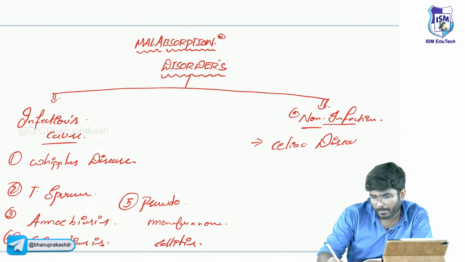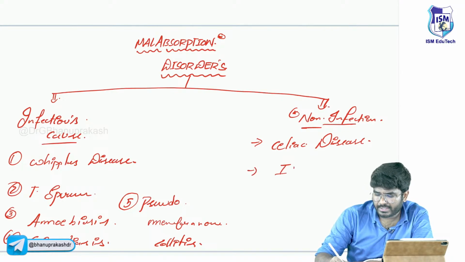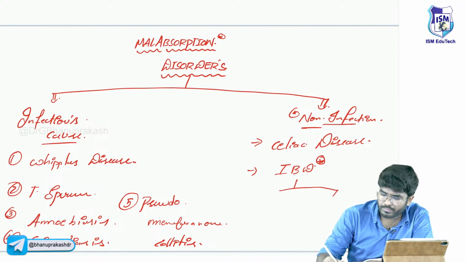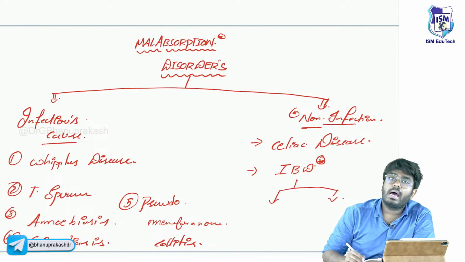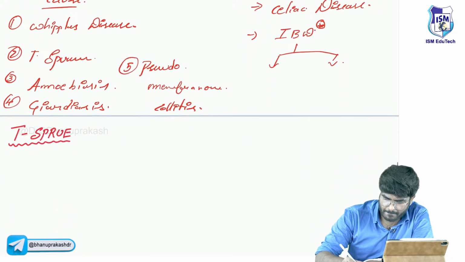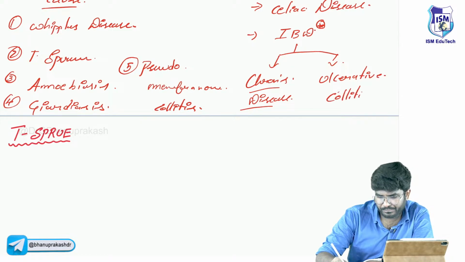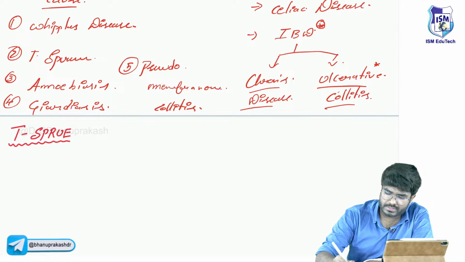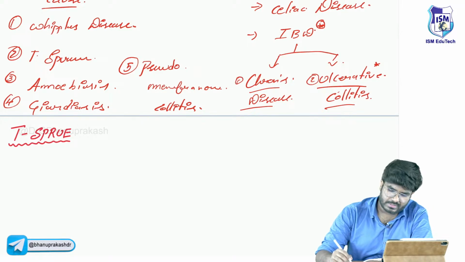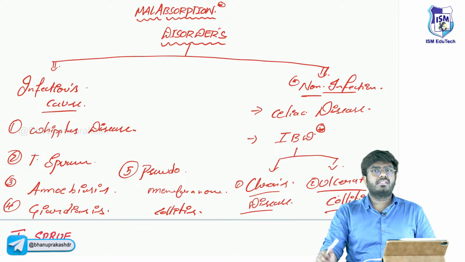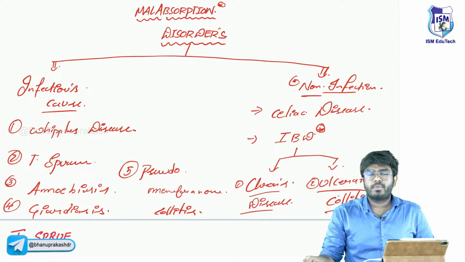and inflammatory bowel diseases. What are the two important inflammatory bowel diseases? Do you know? The two inflammatory bowel diseases are Crohn's disease and ulcerative colitis. These are the two inflammatory bowel diseases, not irritable bowel diseases. Inflammation is going on.